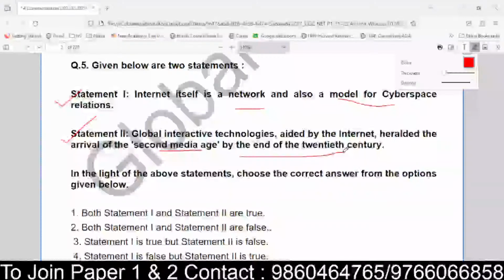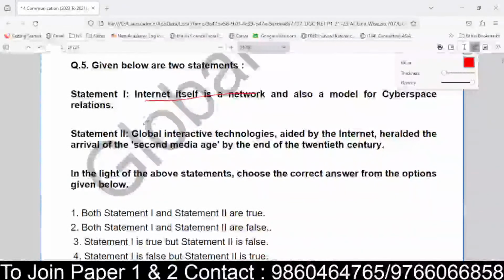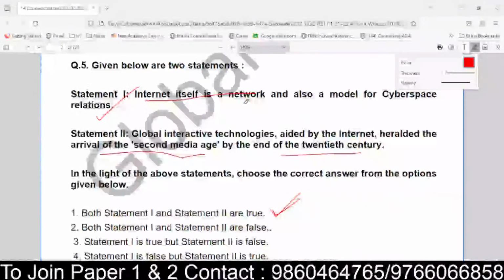Yes. So question number 5, everyone. Internet itself is a network and also a model for cyberspace relation, yes, the statement stands to be true. Global interactive technologies aided by the internet, which is nothing but the arrival of second media age by the end of 20th century, yes, the statement stands to be true. So both statement 1 and statement 2 stand to be true, right? Any doubt, any concern, please put it in the chat box, so accordingly I can take up the messages and we can go ahead.